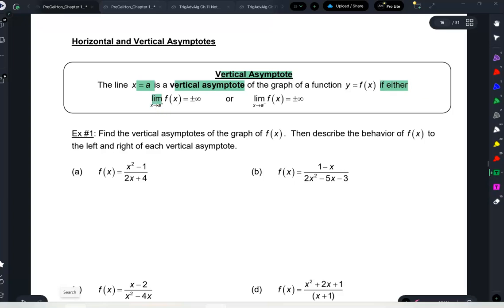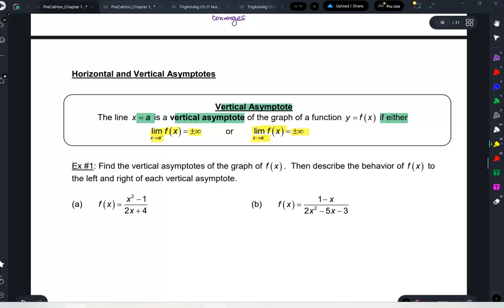either the limit of f of x as x approaches a from the positive side is plus or minus infinity, or the limit of f of x as x approaches a from the negative side is plus or minus infinity. So that's how mathematically we say that something is a vertical asymptote, right? So if the graph, as x approaches a, approaches positive or negative infinity, then it's a vertical asymptote.